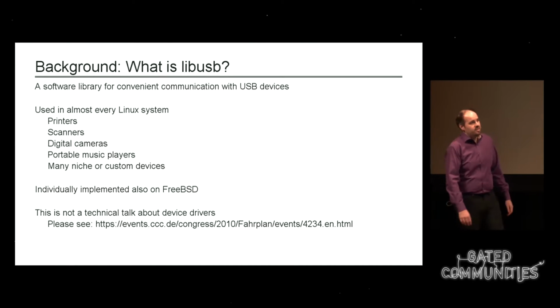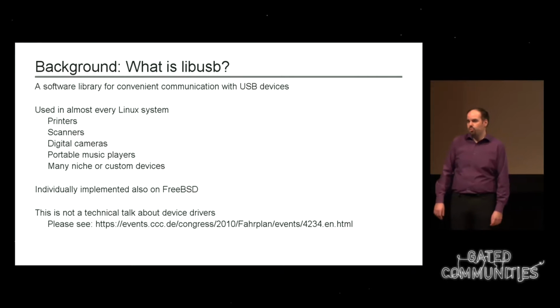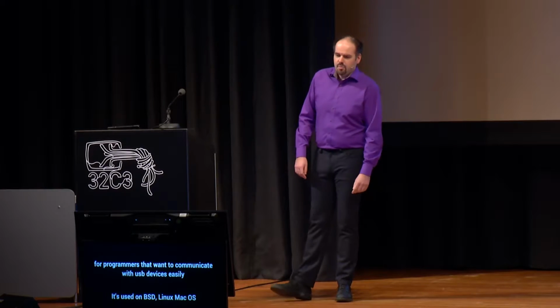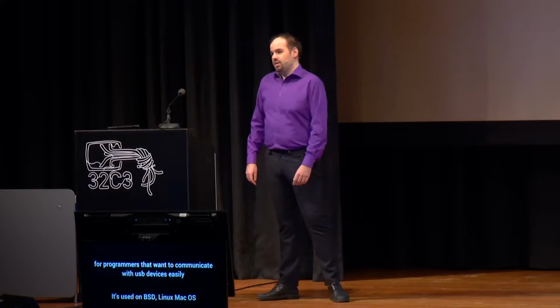So libusb is a software library for programmers that want to communicate with USB devices of different kinds in an easy way. It's pretty widely used in Linux systems. It's also used in some Mac OS software, and even some Windows software here and there. If you've used a USB printer, a USB scanner, some digital camera, some media player, then it's not unlikely that you've actually been using libusb, or the software that you've been using has been using libusb.